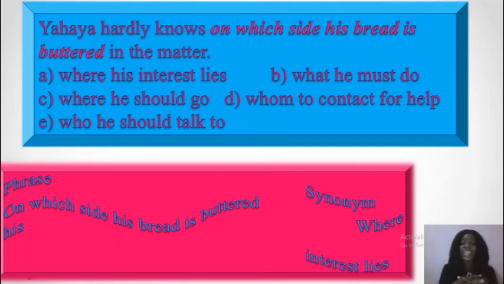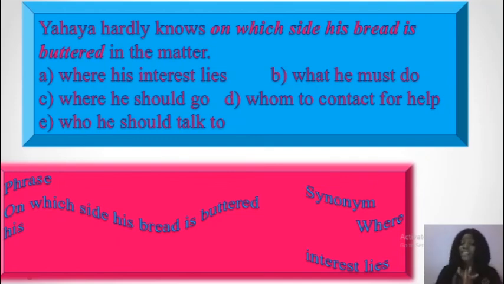So, Yahaya hardly knows on which side his bread is buttered in the matter. Which side seems favorable to him? Which side is better? Which side is he at an advantage? That is what on which side his bread is buttered means. Which means the correct option is option A, where his interest lies. So, like I said earlier, the class is very short and we have come to the end of the class.